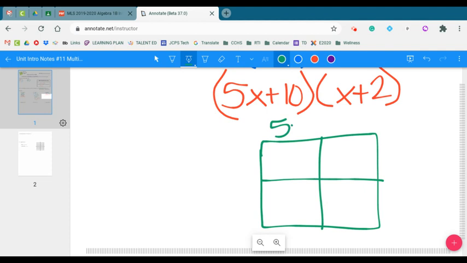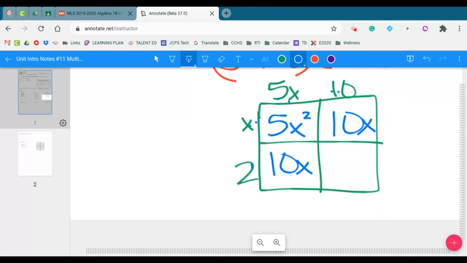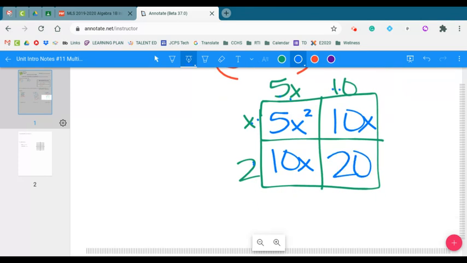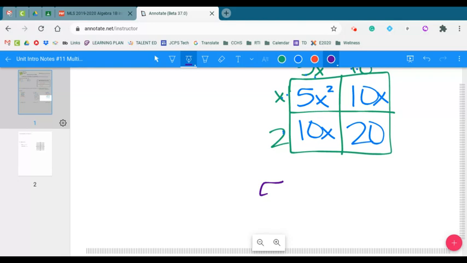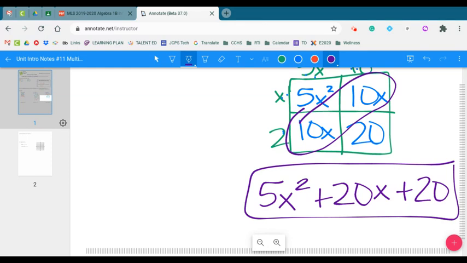So I have 5x and 10, and I have x and 2. x times 5x is going to give me 5x squared. 10 times x is going to give me 10x. 5x times 2 is going to give me 10x, and then 10 times 2 is going to give me 20. Then write your simplified expression, so I get 5x squared. 10x and 10x I can combine to get 20x, because remember I add them, and plus 20. And that is my answer.